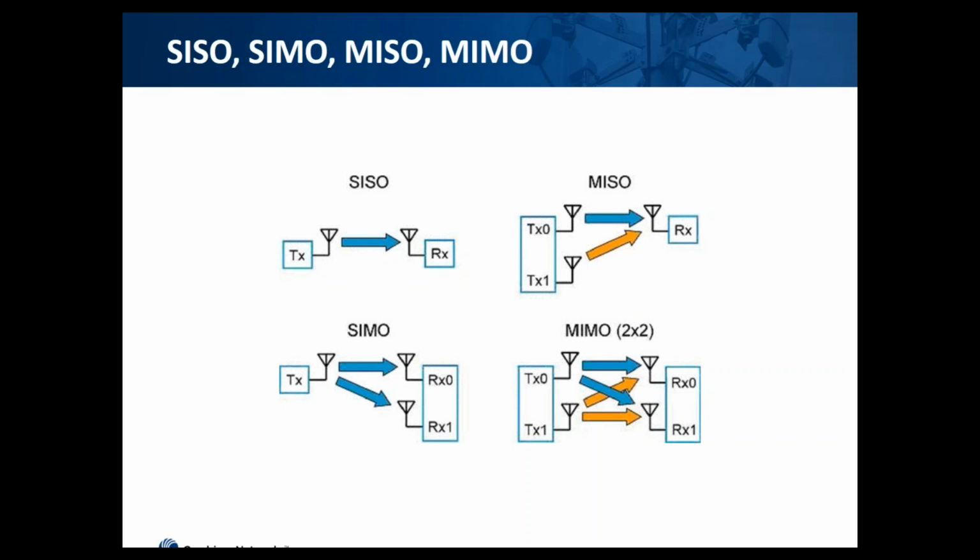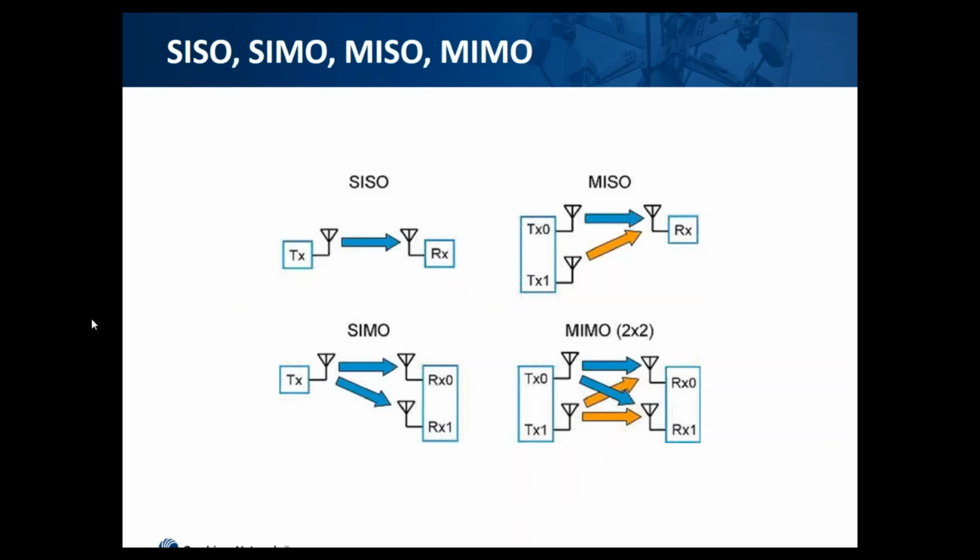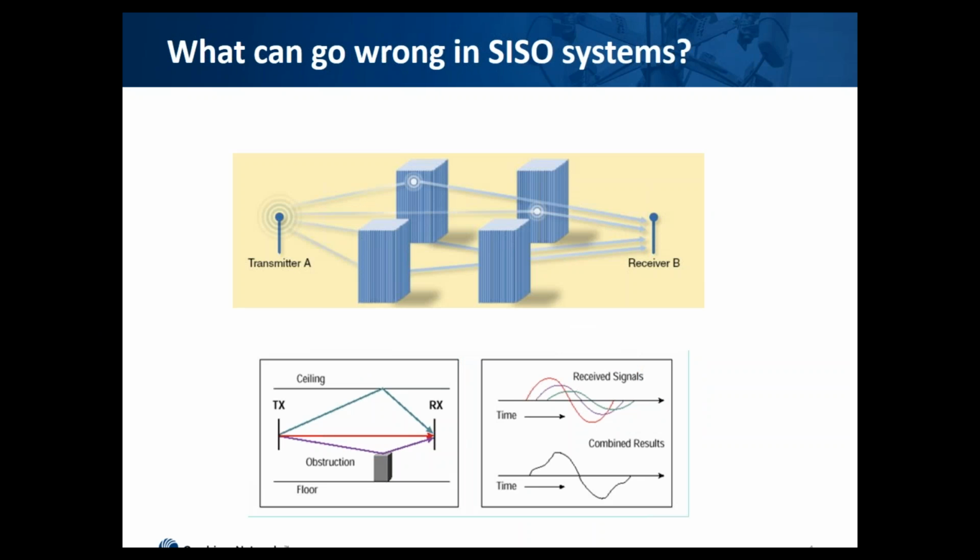So now we finally know what MIMO is. We'll now look into more details on how these techniques can be used. But first, let's take a deeper look at why a simple SISO system may not be enough. So let's go to the next slide. Now that we've seen that we can use multiple antennas, either at the transmitter or at the receiver or both, let's take a better look at what can go wrong with the SISO system and why we want to use multiple antennas.